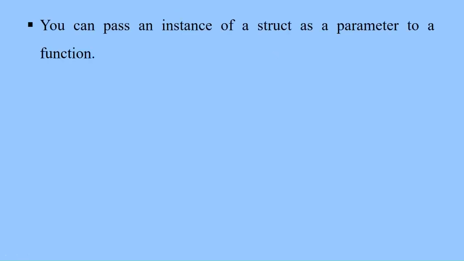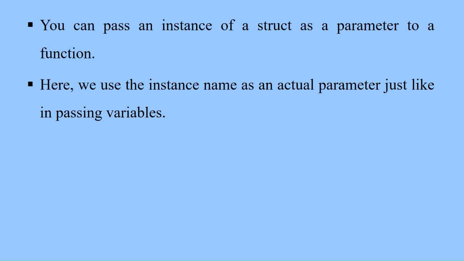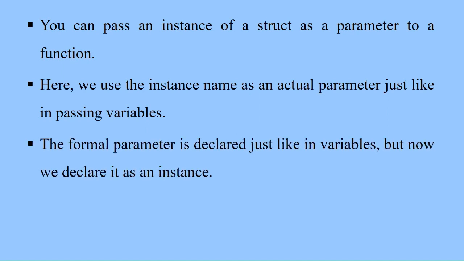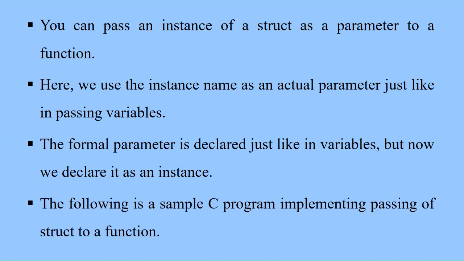You can pass an instance of a struct as a parameter to a function. Here, we use the instance name as an actual parameter, just like in passing variables. The formal parameter is declared just like in variables, but now we declare it as an instance. The following is a sample C program implementing passing of a struct to a function.